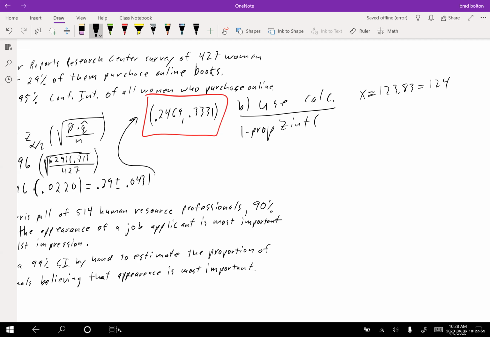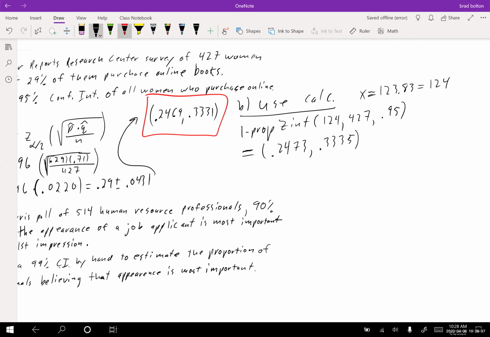How many women were in the total survey? 427. And we want a 0.95 confidence level. So we're going to enter 124, comma, 427, comma, 0.95. And we get a confidence interval of 0.2473, comma, 0.3334. Well, I guess it's 35 if you round off.